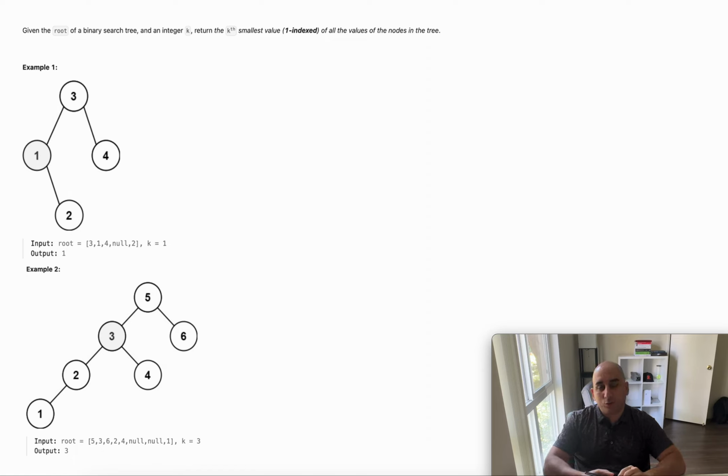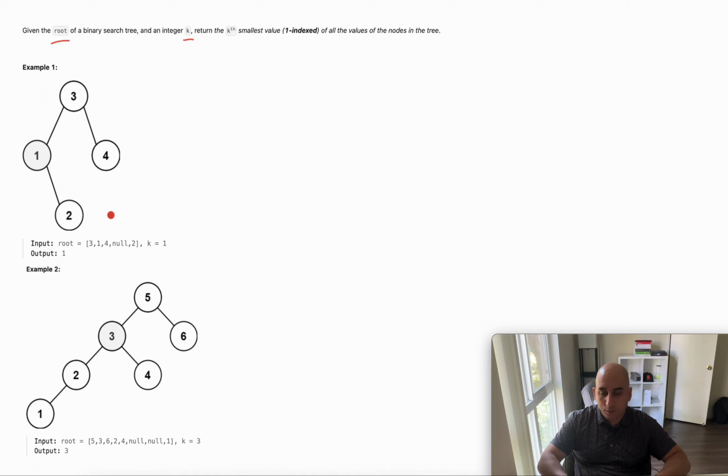Today we are going to solve LeetCode 230, Kth Smallest Element in a Binary Search Tree. So the problem statement is: we are given the root of a binary search tree and an integer k. So the root and the k. We need to return the kth smallest value, one-indexed, of all the values of the nodes in the tree.